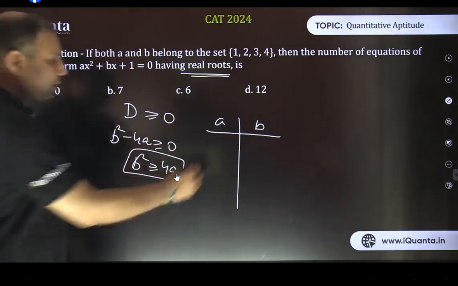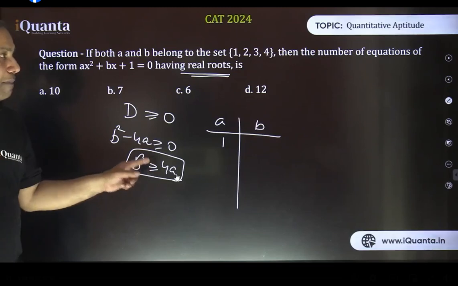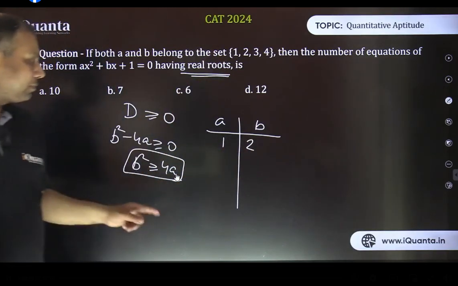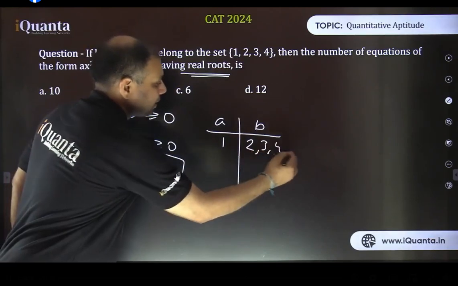If I take a = 1, then b² must be greater than or equal to 4. So the minimum value of b should be 2, because b cannot be equal to 1, right? 2² will be equal to 4. So b can be more than 2 as well. So 2, 3 or 4. So these are 3 values possible.